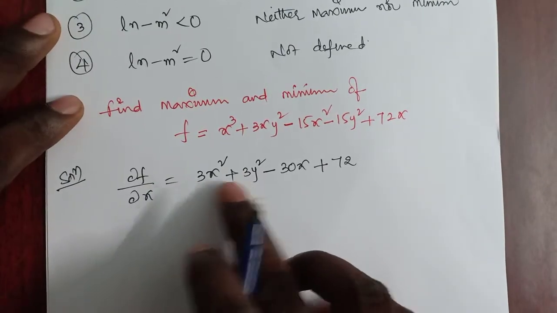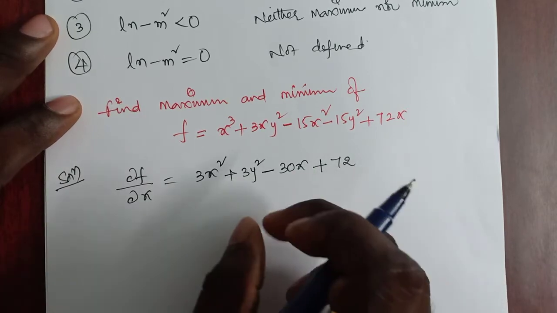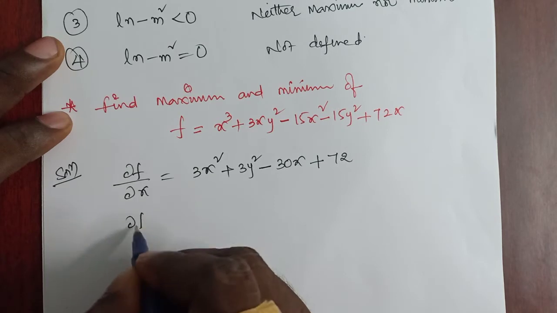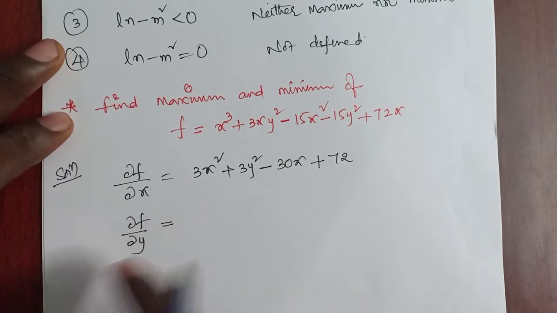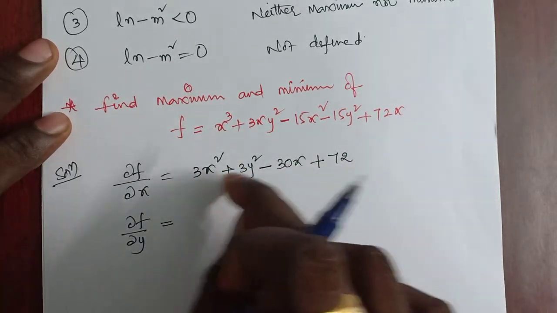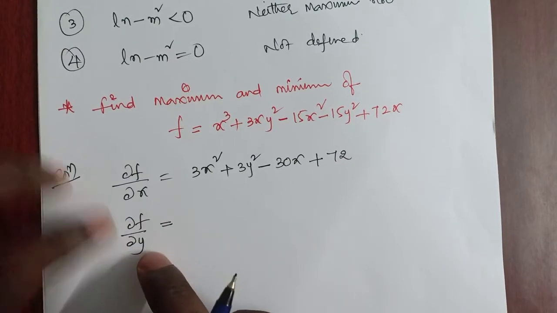Here we have two independent variables, so if we equate this to 0 we can't get x and y properly. So first we have to find ∂f/∂y, and then we equate it to 0.